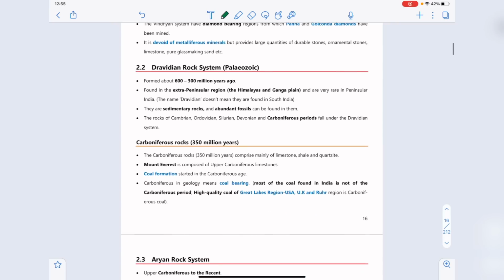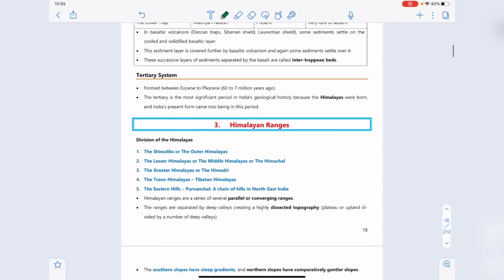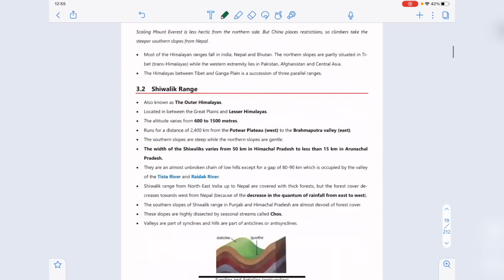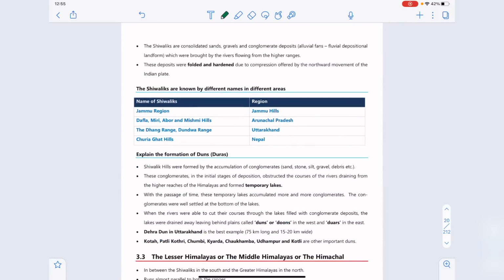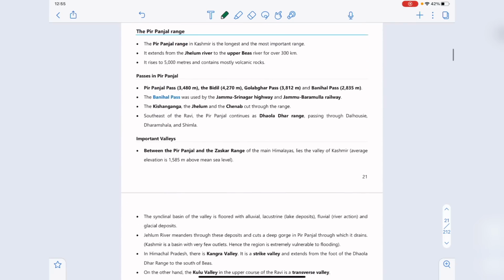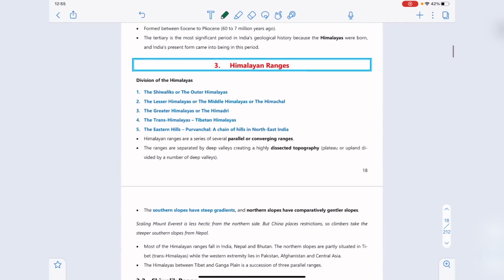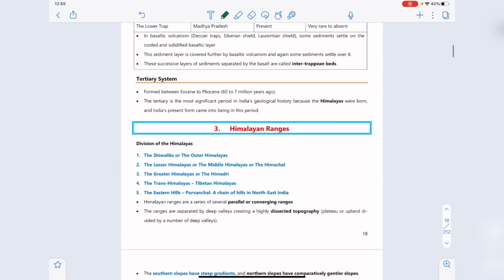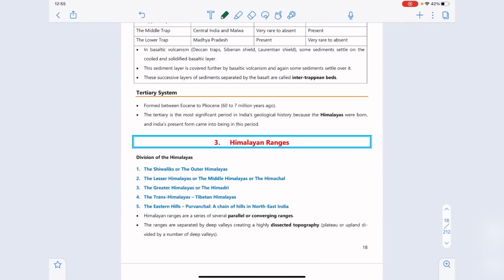So this is the particular book that I would not mind studying for this geography syllabus. And similarly, other notes such as geomorphology are also given by this particular coaching institute.